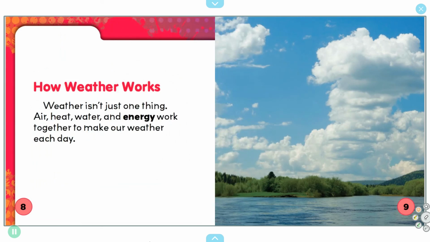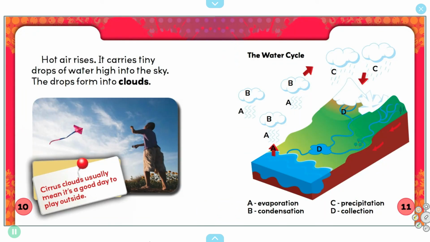How weather works. Weather isn't just one thing. Air, heat, water, and energy work together to make our weather each day. Hot air rises. It carries tiny drops of water high into the sky. The drops form into clouds. Cirrus clouds usually mean it's a good day to play outside. The water cycle. A, evaporation. B, condensation. C, precipitation. D, collection.